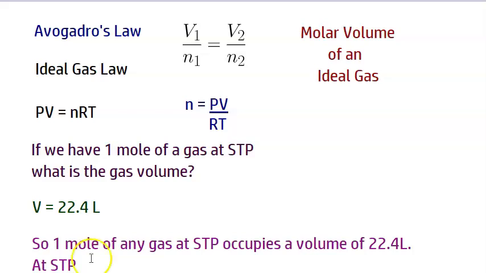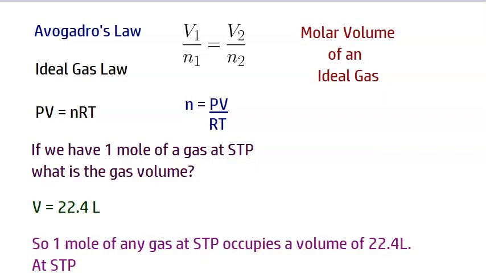We are going to check out the molar volume of an ideal gas. And in order to do that and get down to this magical number of 22.4 liters, we just want to review quick Avogadro's Law, that volume of a gas and the number of moles of gas are going to be a direct relationship as long as temperature and pressure remain constant.